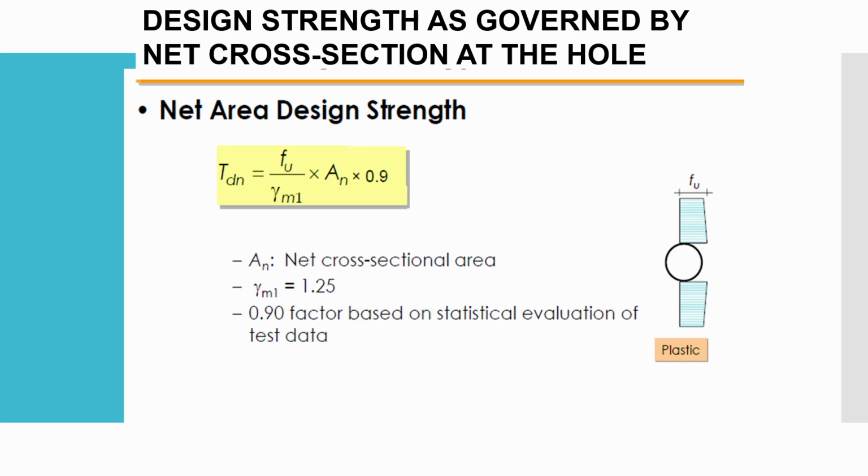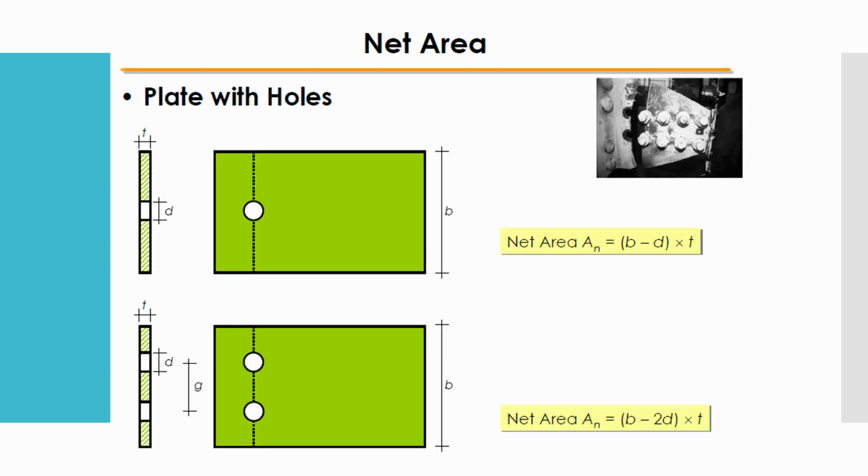block shear. In the net cross-section concept, when holes are provided for the bolts, the effective area of the member is reduced. This area is called the net cross-section area. It plays a major role in determining the strength of the member. So the net area design strength can be based on IS 800.